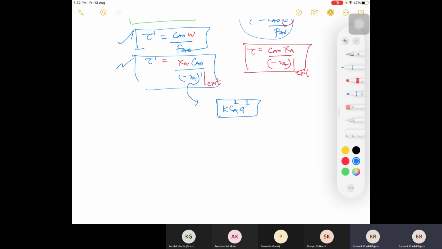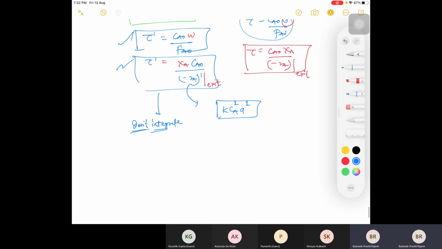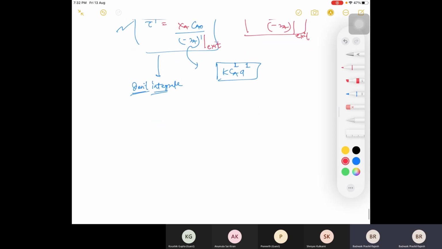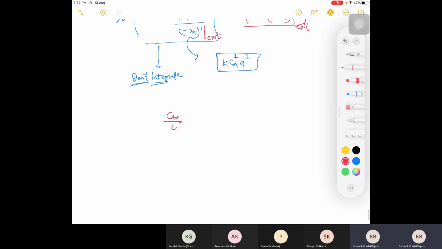If you substitute this value and rearrange it, you don't need to integrate here. Your expression will be of this kind. I'm writing the final expression: Ca naught divided by Ca equals 1 plus Kd. I'm not writing in terms of this; I'm keeping activity as it is. So I'll have 1 plus K dash a into tau. Now you can replace this a as e power minus Kd into t.